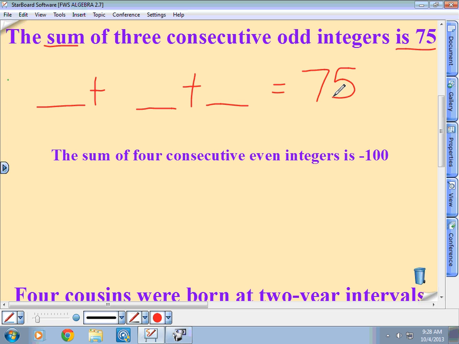So it wants 3 consecutive odd integers. What are my 3 things I'm going to add? The first one's always the same. What's the first one? n. If I want the next odd number, what am I going to add to it? 2. n plus 2. Good. And n plus 4. These will keep giving me odd integers. Okay, so I'm going to simplify that. 3n plus 6 equals 75.